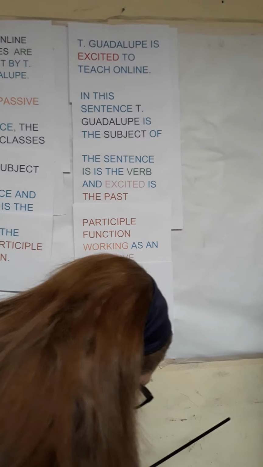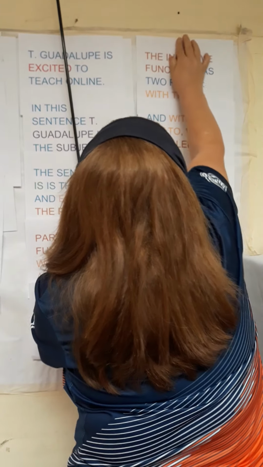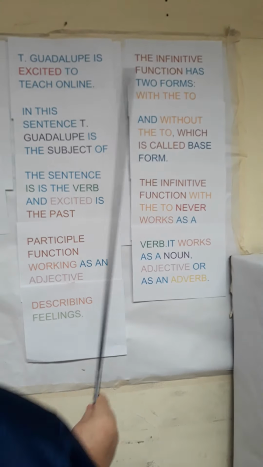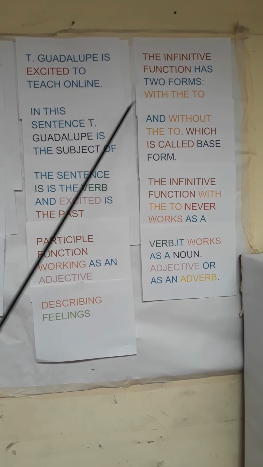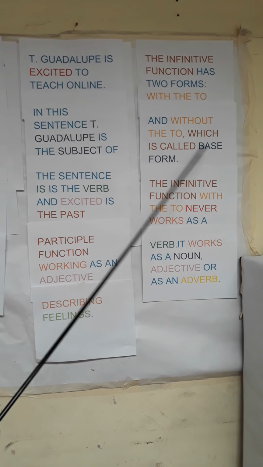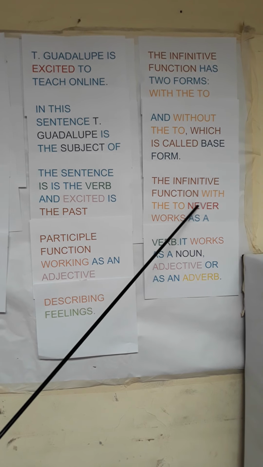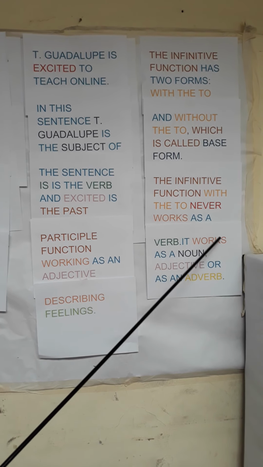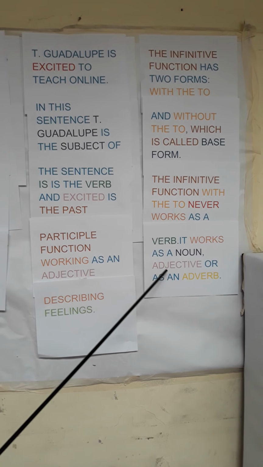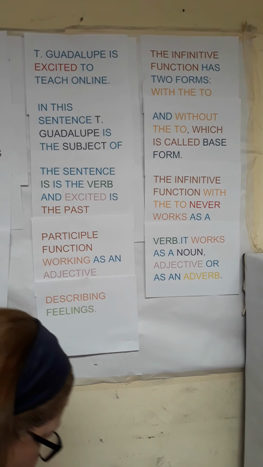Now we have the infinitive. Okay, the infinitive function has two forms, with the to and without the to, which is called base form. The infinitive function with the to never works as a verb. It works as a noun, or as an adjective, or as an adverb. Okay, here are some examples.